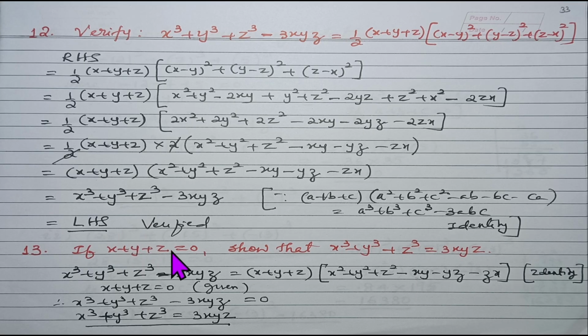But we are given that x plus y plus z is equal to 0. That means if I put x plus y plus z equal to 0, the RHS becomes 0, and therefore x cube plus y cube plus z cube minus 3xyz is equal to 0. So taking this 3xyz to the right, we get x cube plus y cube plus z cube is equal to 3xyz, and that is exactly what we had to show, and that is how it is done. Okay, understand that.